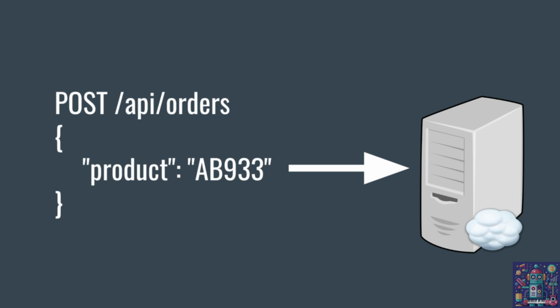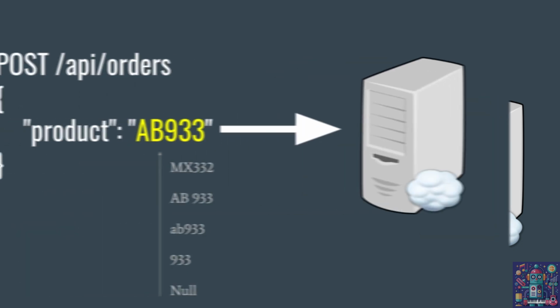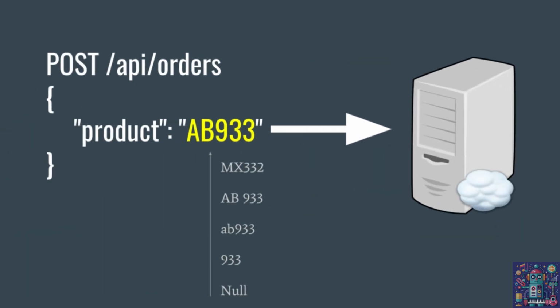What happens in practice is that you want to take the exact same request, but try different data. Like for example, what happens if I order the product MX332? Or if I insert a space between AB and the numbers? Or if I use small caps? Or if I only use numbers? Or if I send something like a null? And these are all cases that APIs generally have to cover.